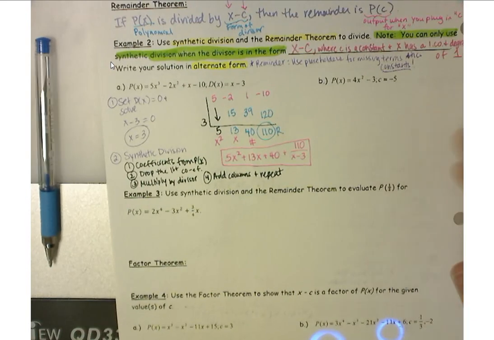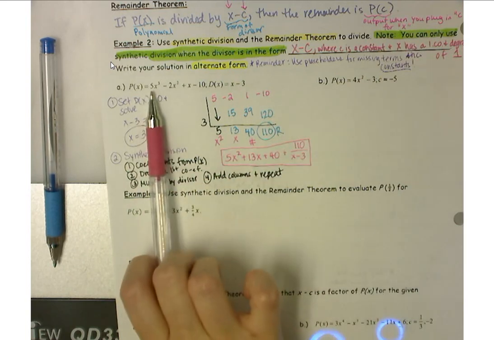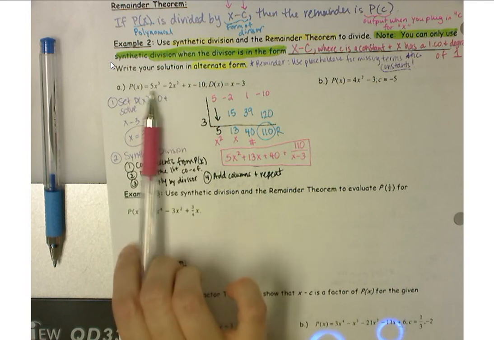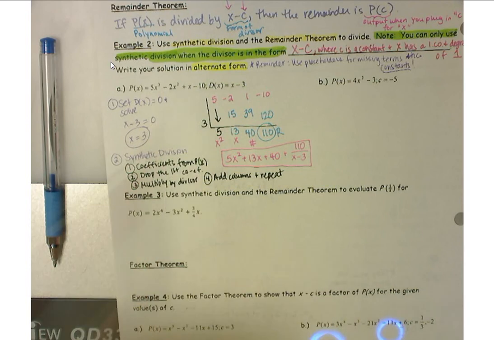Okay, and then if we wanted to use the remainder theorem to check that our remainder is correct, you could just plug in 3 into your equation. And if you did 3 cubed, 27 times 5, minus 2 times 9, plus 3 minus 10, you should get 110.